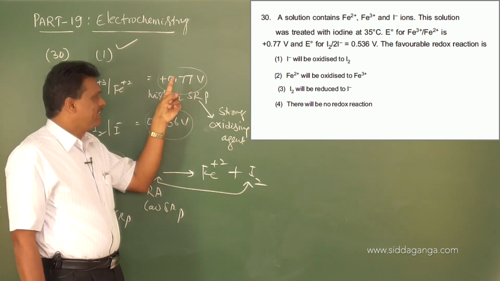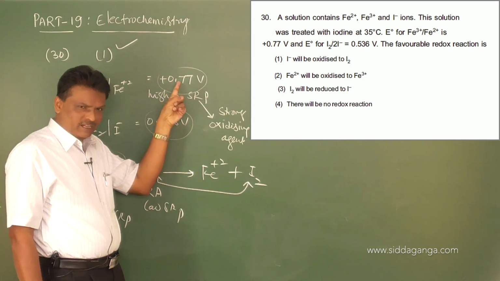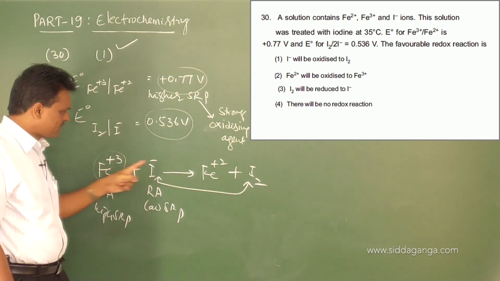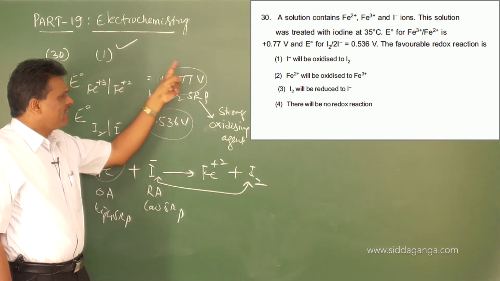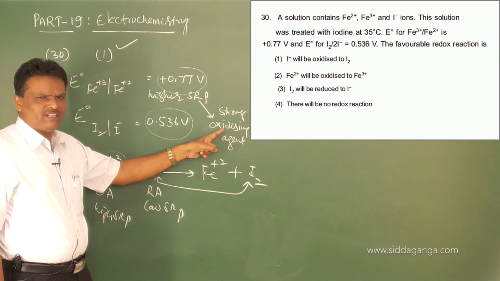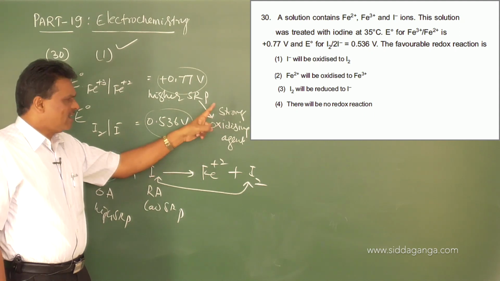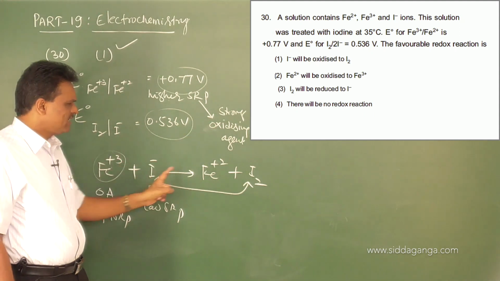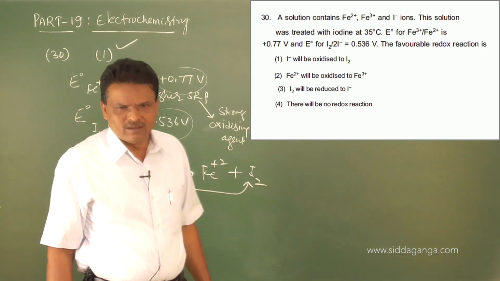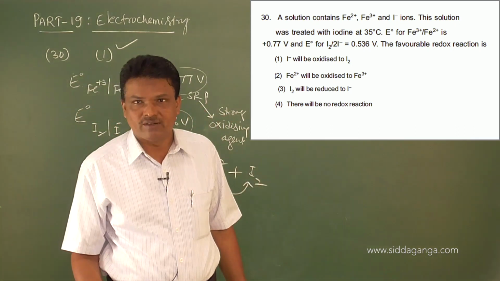It is a cathode. At cathode, reduction reaction takes place. That is why Fe plus 3 goes to Fe plus 2. And with a higher SRP value, the element is a very strong or a good oxidizing agent. Oxidizing agent is a substance which gains electrons. Is it clear? Done. Another question.